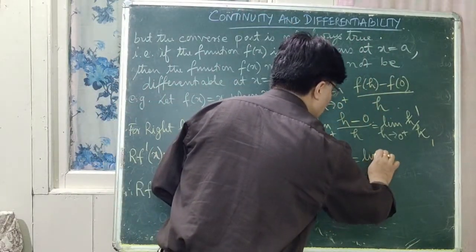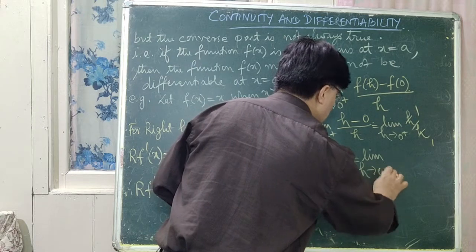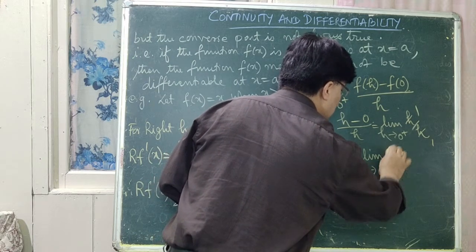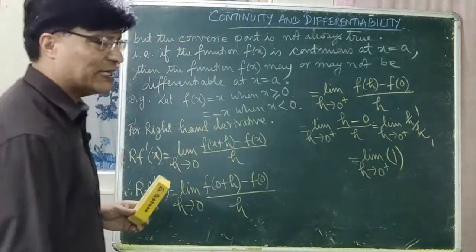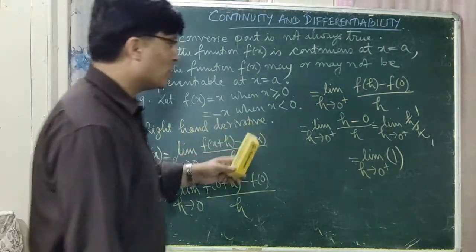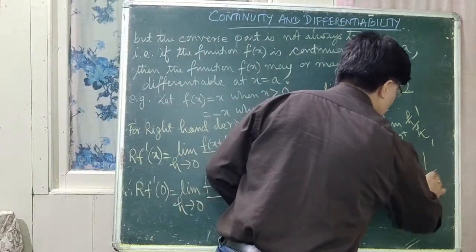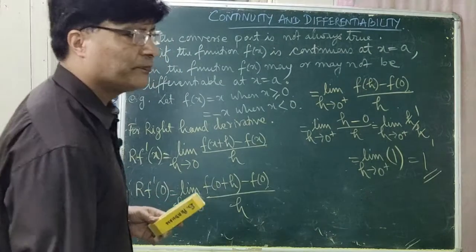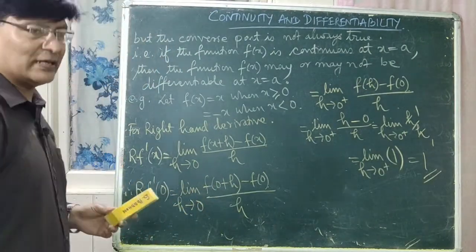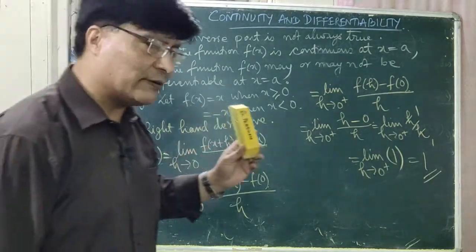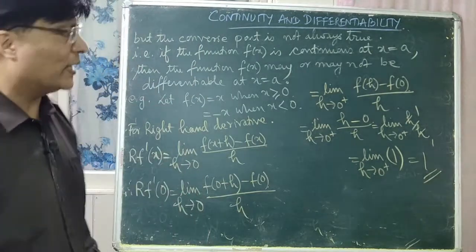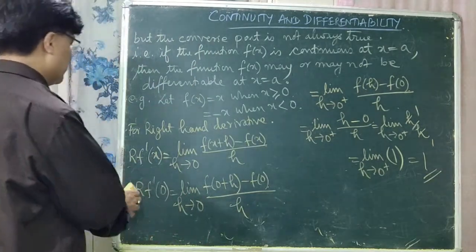So this is equal to limit h tends to 0 plus, this is your 1, which is free from h. Don't worry about h, just look at the value, which is 1. So this is your right hand derivative. What is the value of the right hand derivative? It is equal to 1. So let us find out the left hand derivative now.